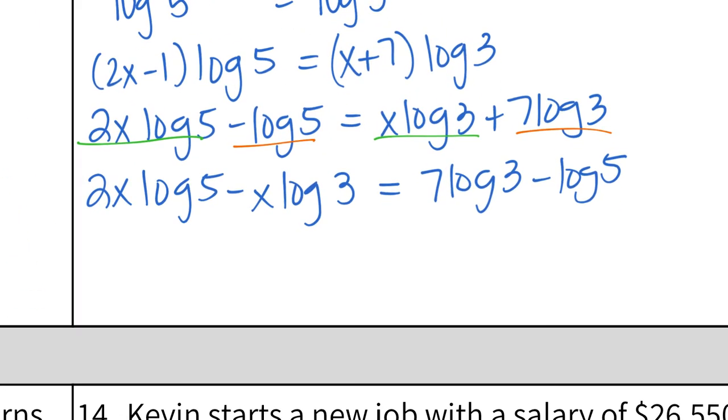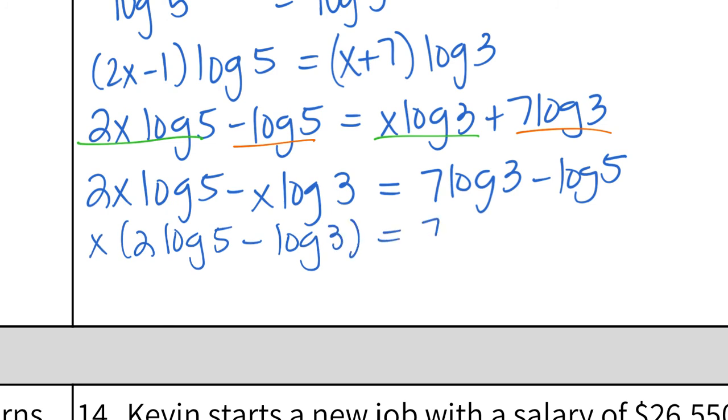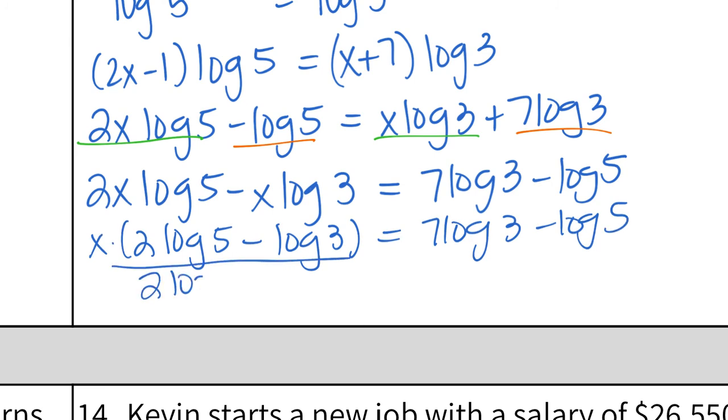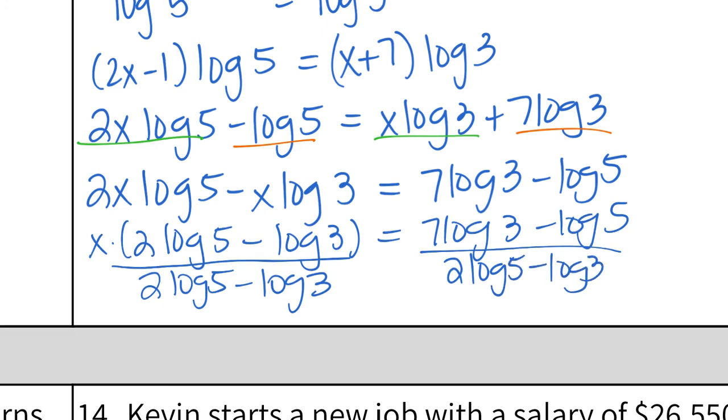Now, x is in two places, and I only want it to be in one, so we are going to factor that out. And then they are being multiplied, so if I divide by that, it will cancel it out. And what I do to one side, I have to do to the other. And that is what's going to give me my answer.